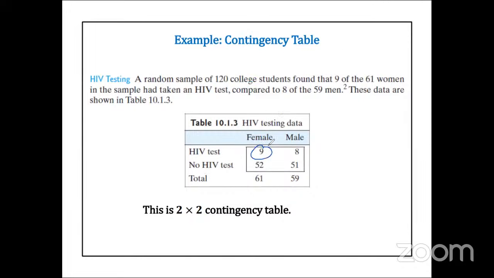Now, what do these numbers mean? Look at this. Out of 120 college students, 9 female students, their HIV test came positive. 8 male students, their HIV tests were positive. 52 female students were there. Their HIV test was negative, and 51 male students were there. Their HIV test was negative. So this is distribution of 120 students that is shown in table. So these are frequencies, and if you sum all these, then their sum will be 120. Okay, so this is frequency distribution.